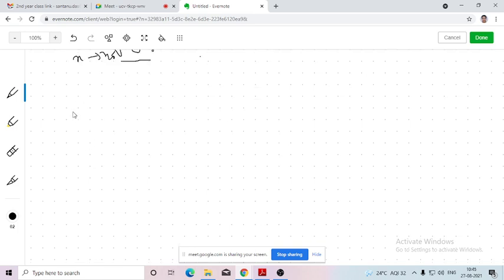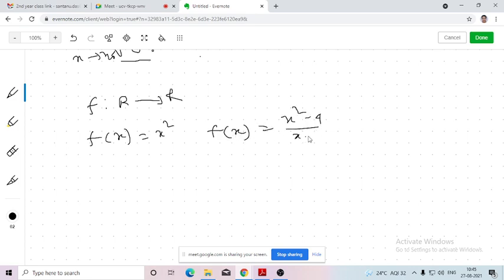Then let us define a function, say f from R to R. So the domain and codomain both are the set of real numbers. So we are defining three functions. One is f(x) = x², and this is f(x) = (x² − 4)/(x − 2), and another is f(x) = 1/x. So there are three functions.